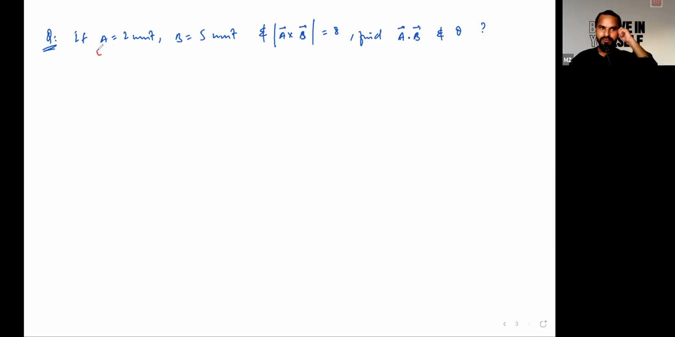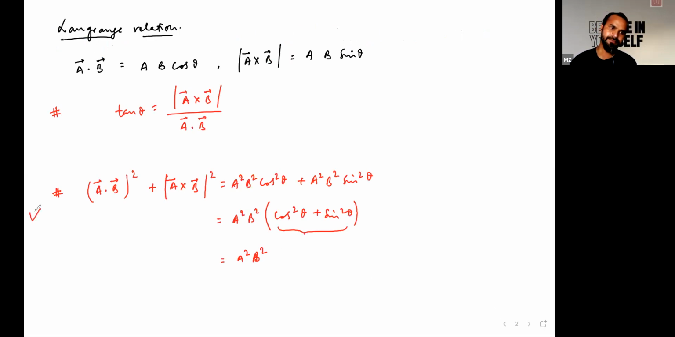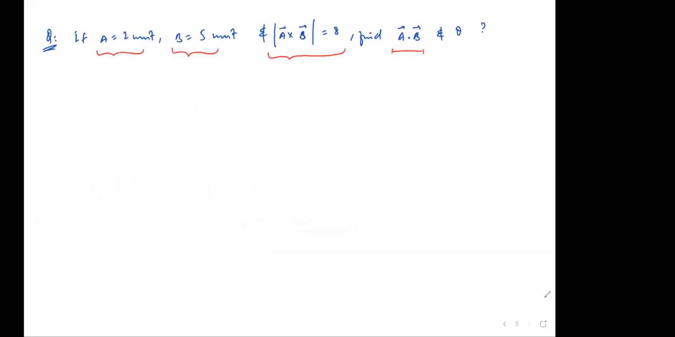We have magnitude of A as 2 unit, magnitude of B as 5 unit, and mod of A cross B is 8 unit. So using this, you will find A dot B by using this relation: (A dot B) square plus (A cross B mod) square is equal to A square B square. So just use this relation and try to find A dot B. Is it clear, Hamza? Yes, sir. Try to solve.